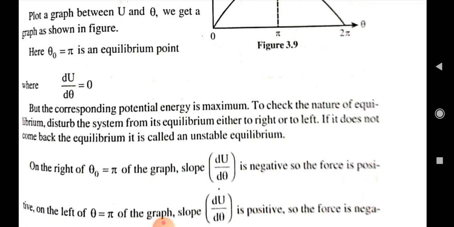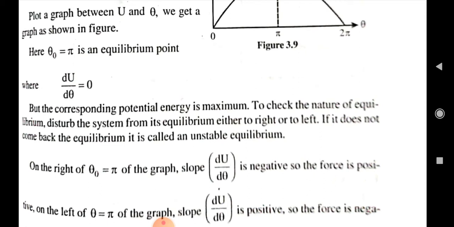Again we can say that at the equilibrium point, on either side of the graph, the derivative of the slope, that is d square u by dx square, or the curvature, is positive. So a point is said to be a stable equilibrium point when on either side d square u by dx square, that is the curvature, is positive. So that particular point is a stable equilibrium point.